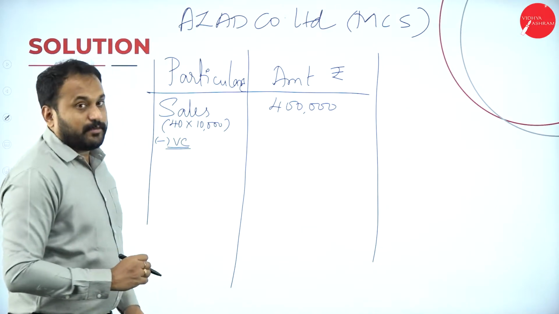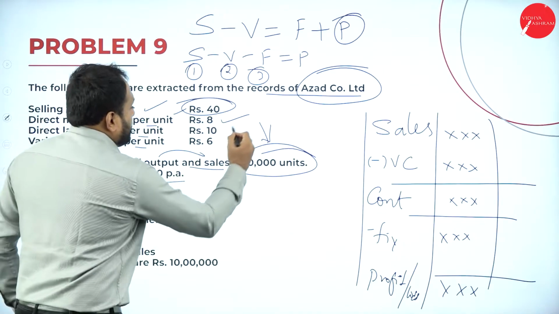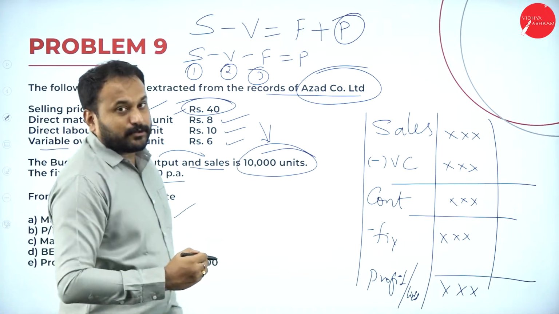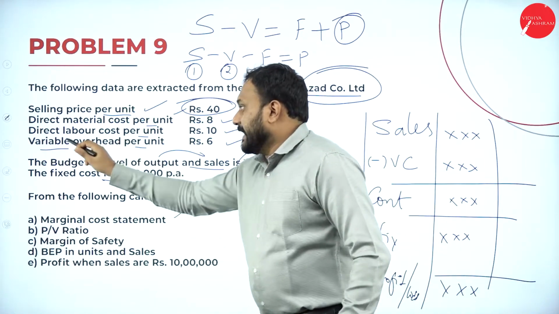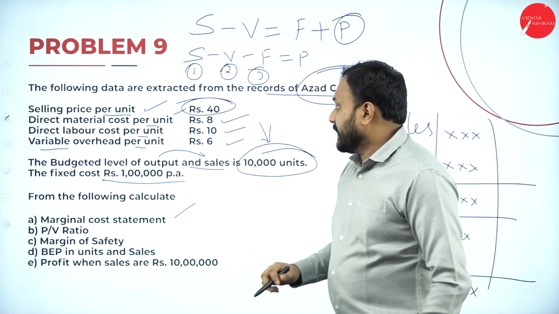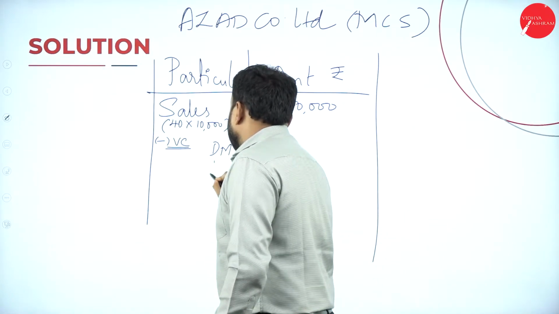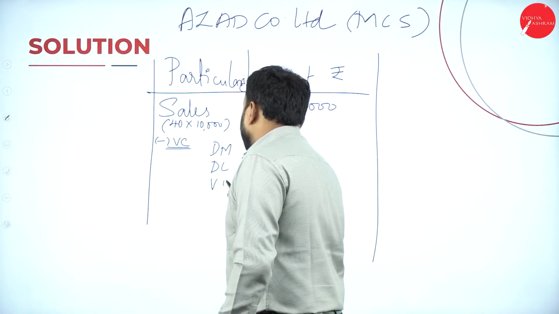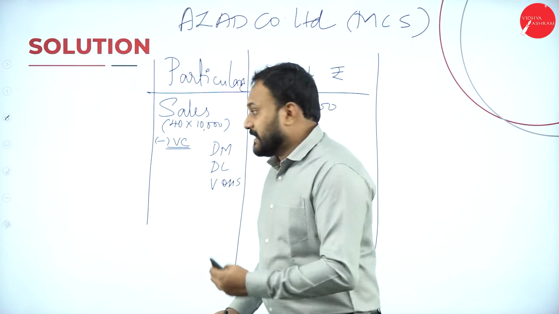Now there are how many variable costs? Understand the variable cost here. We have first, second and third. So you are supposed to go with these 3 properly. That is direct material, direct labor and variable overheads. So we'll write here direct material, direct labor, variable overheads. Write it completely when you write in your main examination.